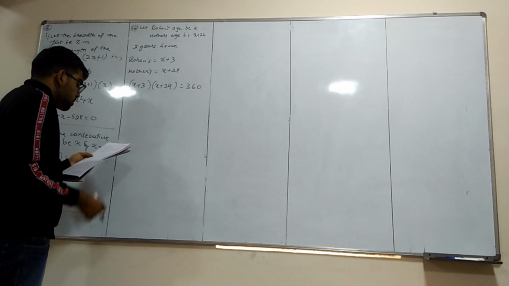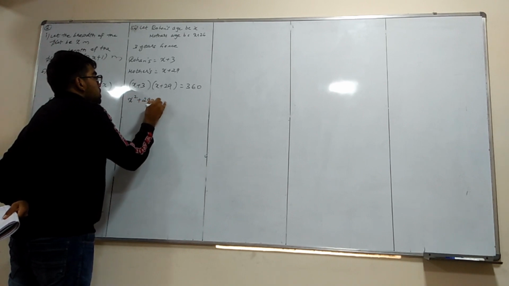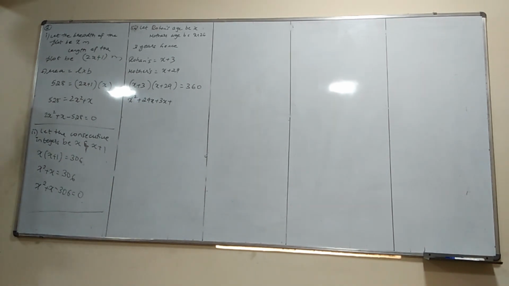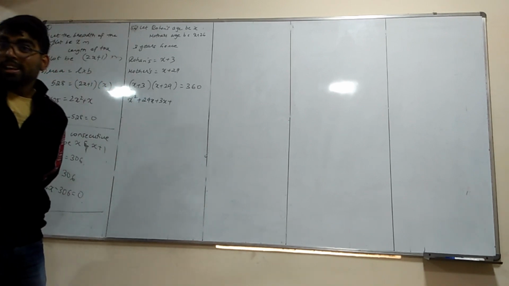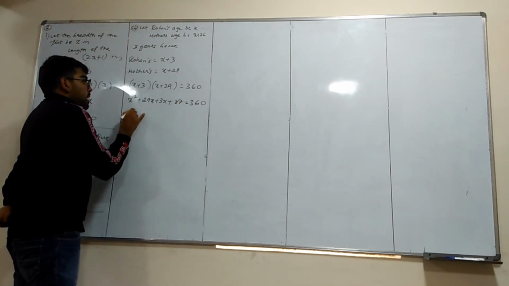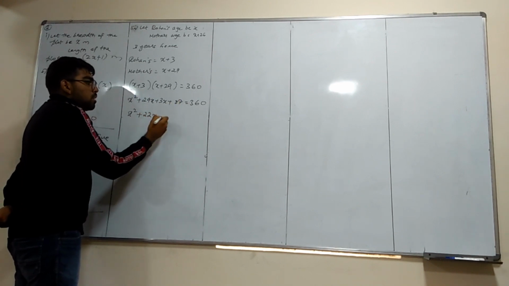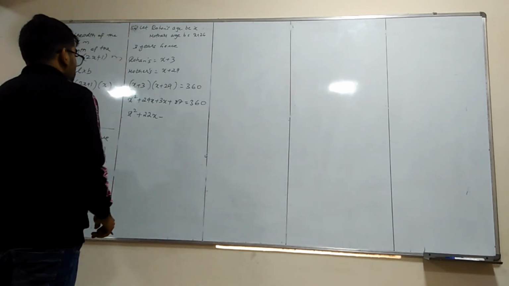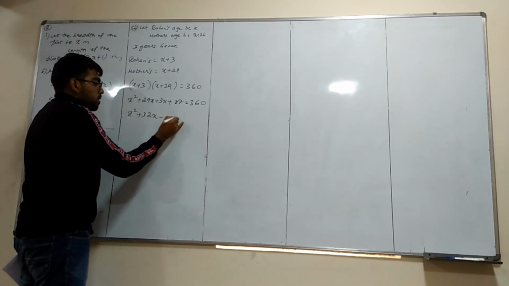So x square plus 29x plus 3x plus 29 into 3, which is 87. x square plus how much will it be? 32x. Taking this to the other side, 360 minus 87. Sorry, it will be 273.